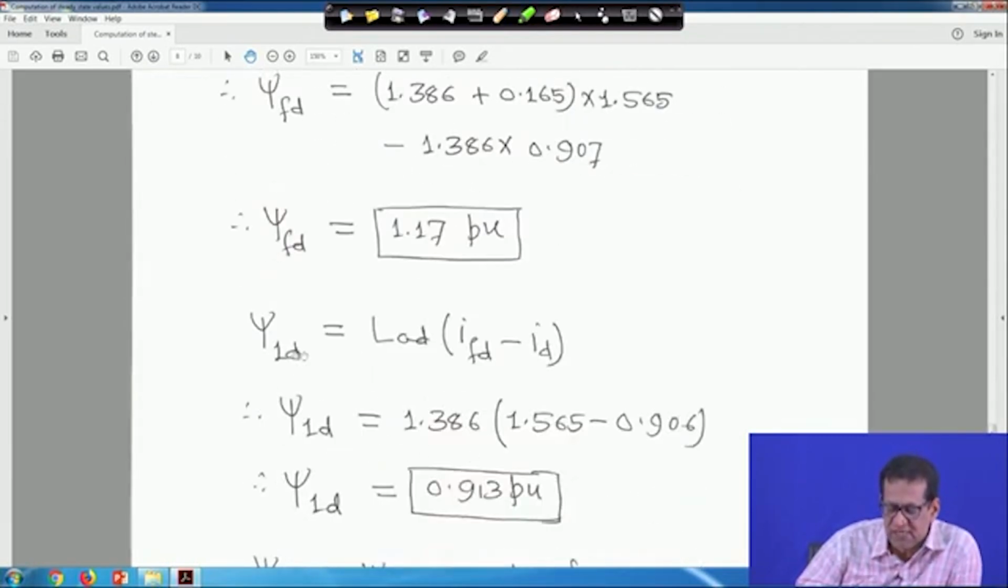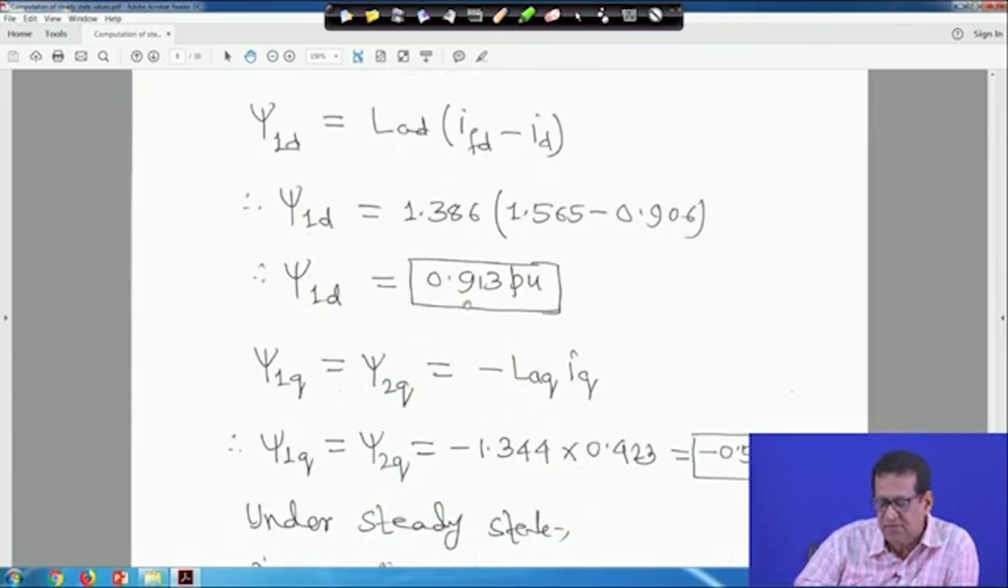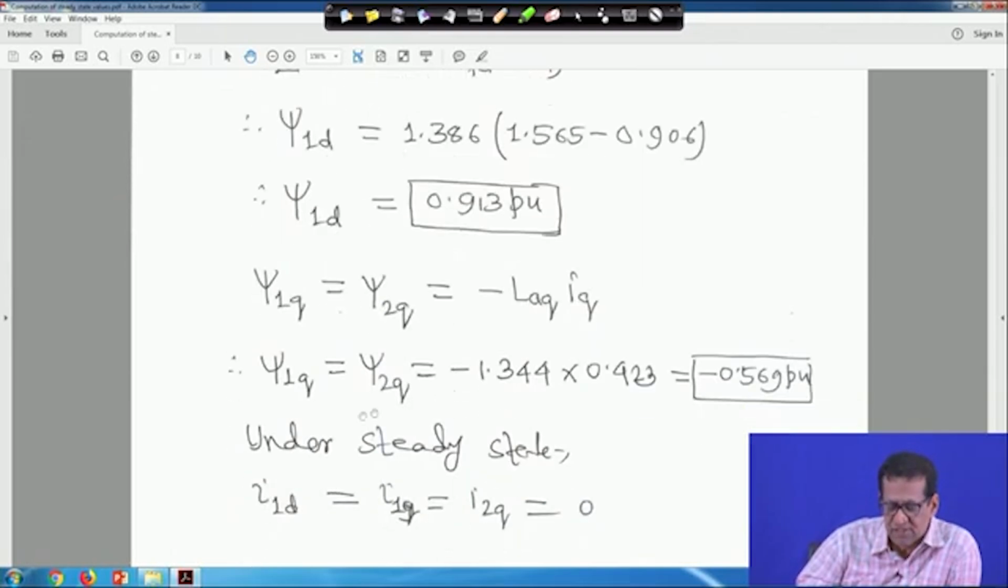We also know psi 1D is equal to LAD into (IFD minus ID). So, psi 1D will be 1.386 into, in bracket, IFD is 1.565 minus ID 0.909. So, psi 1D will become 0.913 per unit, right, and psi 1Q is equal to psi 2Q is equal to minus LAQ IQ. So, LAQ is 1.344, IQ is equal to 0.423. So, it is actually minus 0.569 per unit, right.